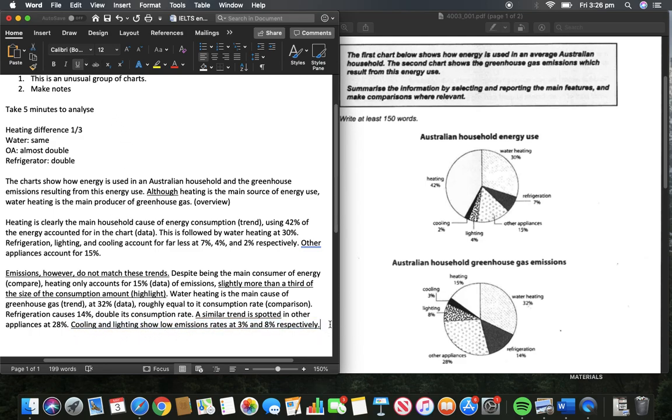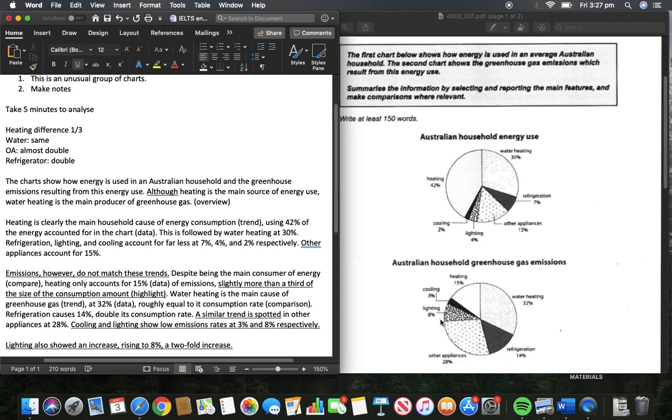Maybe you'd do better if you said as an alternative, lighting also showed an increase rising to 8%, not 7, 8%, comma, a twofold increase. How nice is that? All right. So it's actually really interesting. Look at this. 7% for refrigeration here, 14%. Lighting has increased from 4% to 8%. So they've actually shown a similar trend.